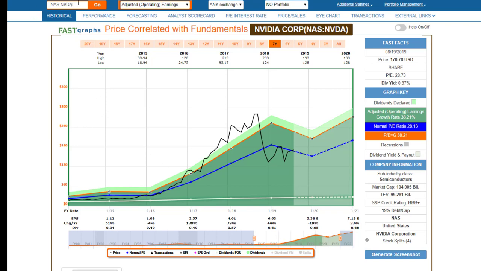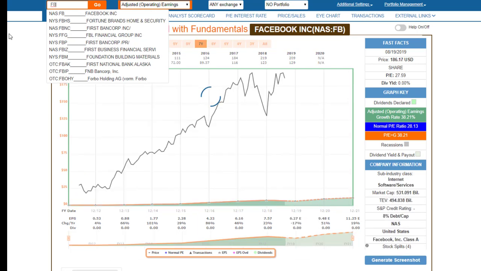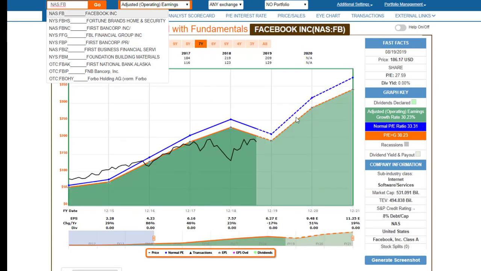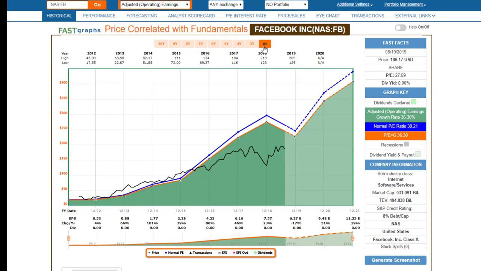And then last but not least, if we go and look at a company like Facebook, you're going to see another company that has a very high growth rate of, in this case, over 30%. If I look at the entire history of Facebook, going back to the all graph, we see that the earnings have grown at 36.3% on average. And therefore, we apply a fair value PE ratio of 36.3. But once again, as I'm looking at this graph, I can see that that makes a sensible valuation.